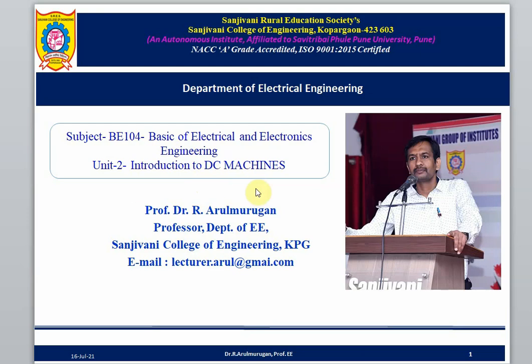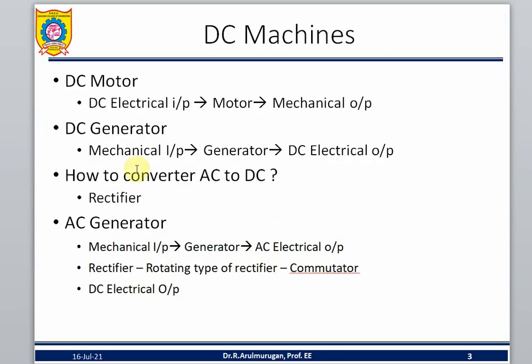Okay, so the unit is the introduction to DC machines. We already discussed it in detail in the past two classes, so a short recap and then we go with today's topic. Machines means a device or a system. You can take it that it may work as a motor or it may work as a generator.